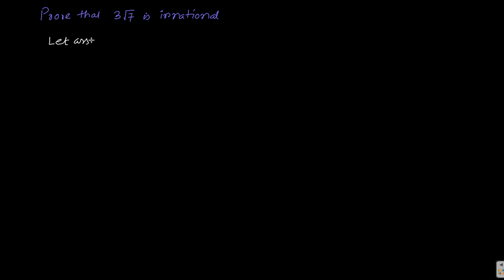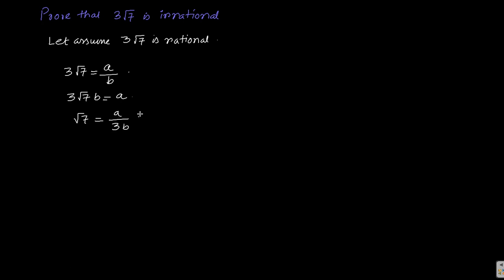Let's assume 3 root 7 is rational. Now 3 root 7 is equal to a by b, because if it is rational then we can write it in the form of a by b. So it means that 3 root 7 b is equal to a. Now root 7 is equal to a by 3b.